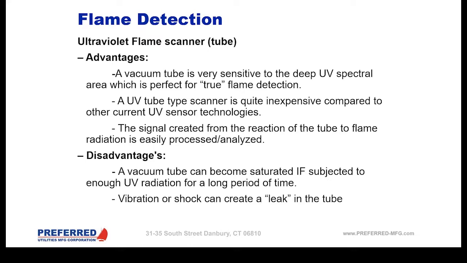The disadvantages: that vacuum tube can become saturated, as we said before, if it's subjected to enough UV radiation for a long period of time. But the other disadvantage is vibration or shock, because it is a tube and because it has leads that go from outside the glass to inside the glass. If there's enough vibration over time, depending on the construction, it can create a leak in the tube. If that happens, we end up with many times a runaway tube. So there's another condition where a false flame could actually be indicated.